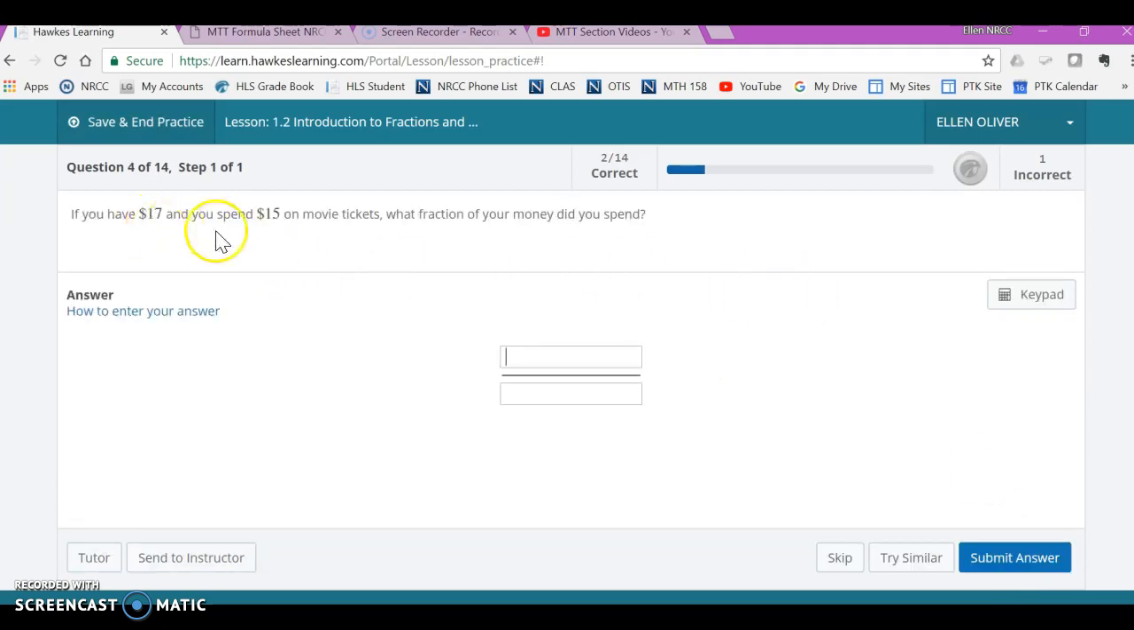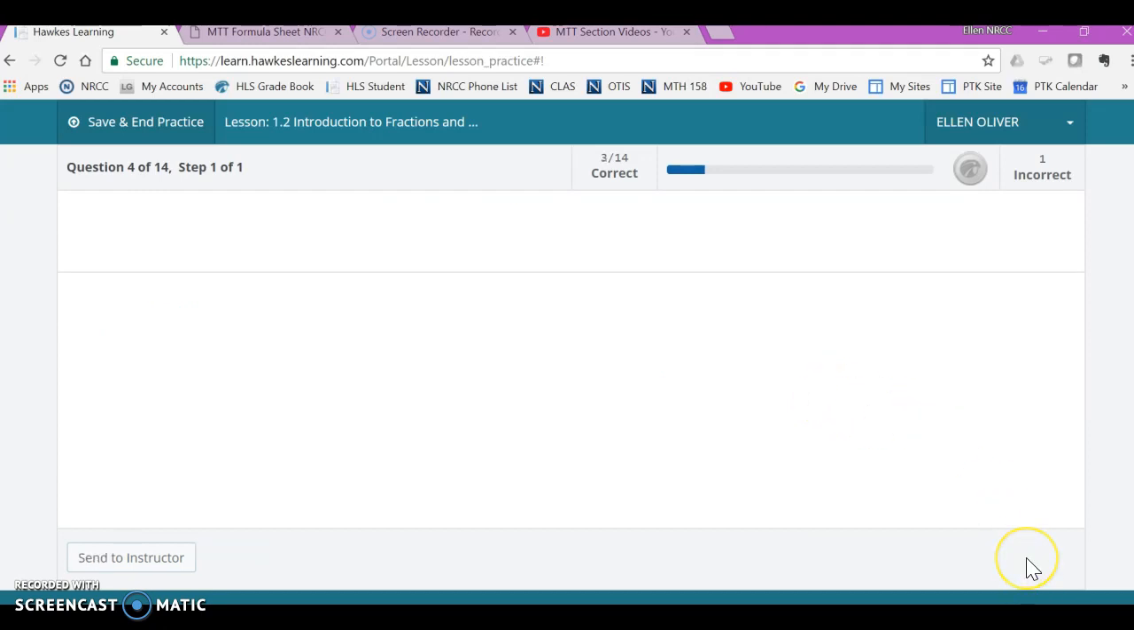If you have 17 and you spent 15 on movie tickets, what fraction did you spend? So you want spend over total that you had. So how much did you spend? That's 15. And how much did you start with? How much total did you have? That's 17. And you need to take a moment to think to yourself, do I need to reduce that fraction? So I'm going to talk more later about this one is not reducible because 15 and 17 don't have any common factors. We'll talk later about how to determine if they don't have any common factors, and if they do, what they are, and cancel them and write it in lowest terms. We will get to that.